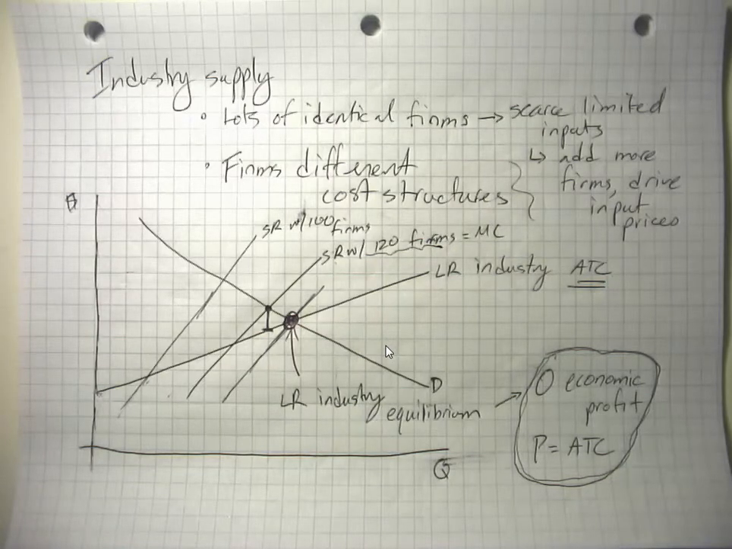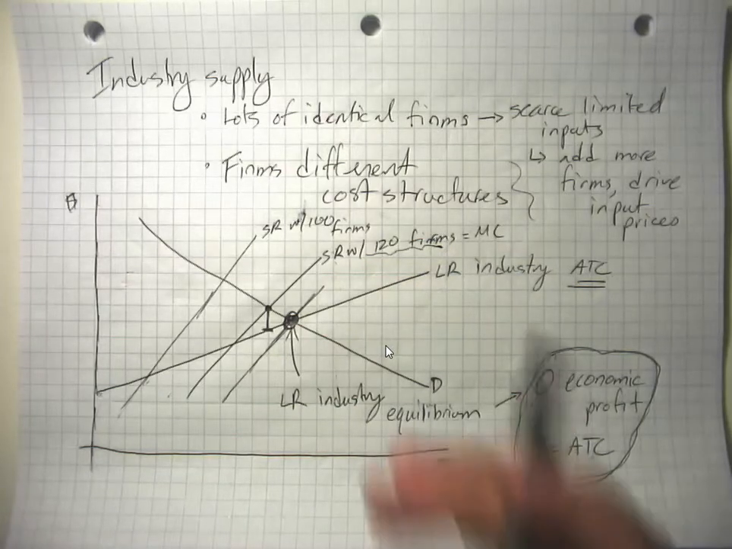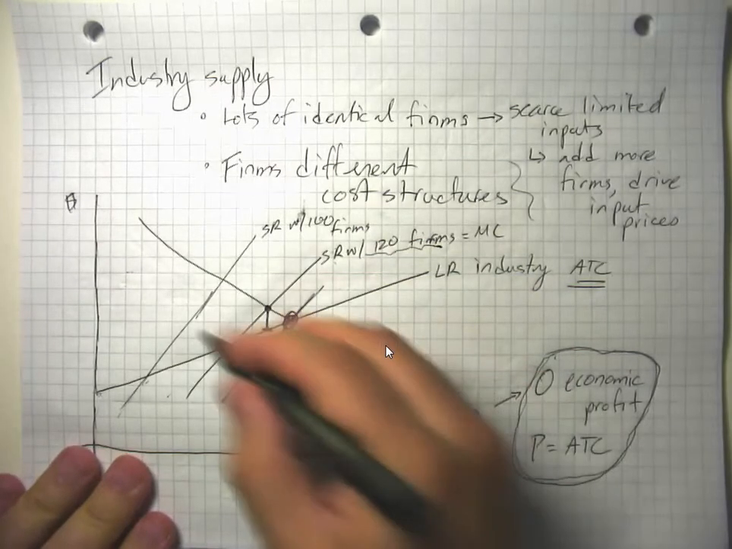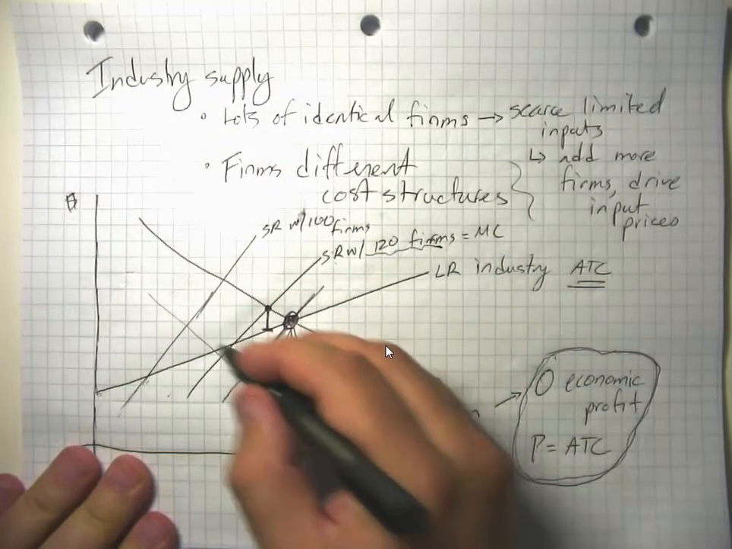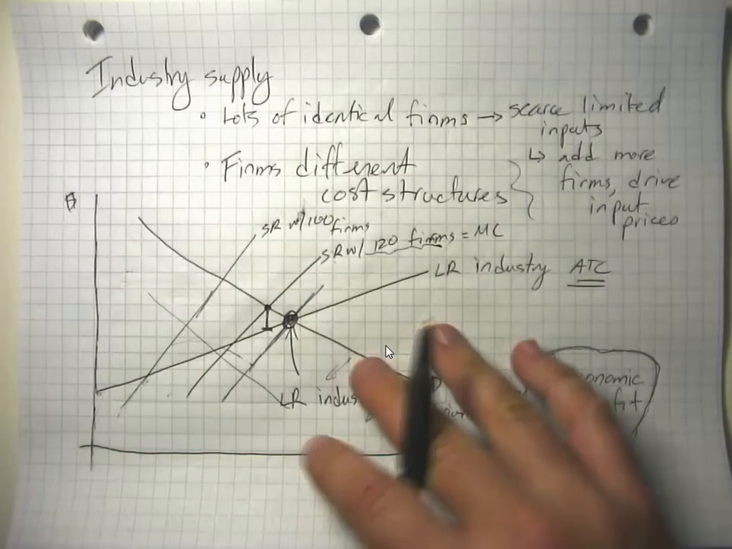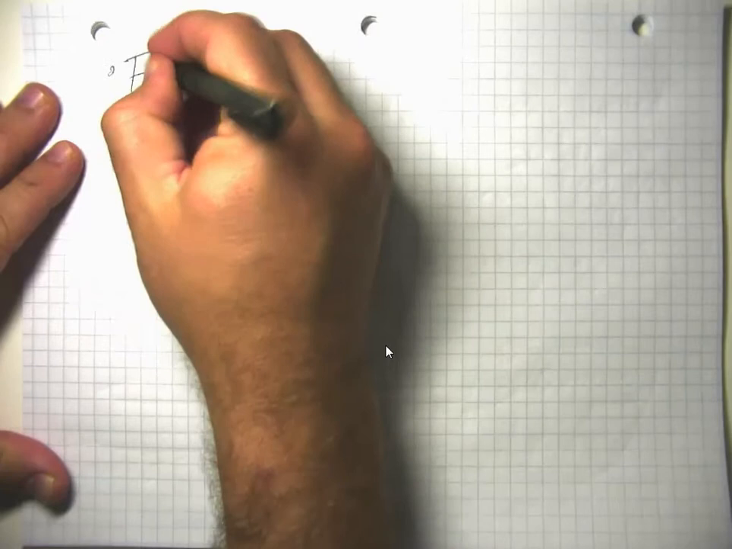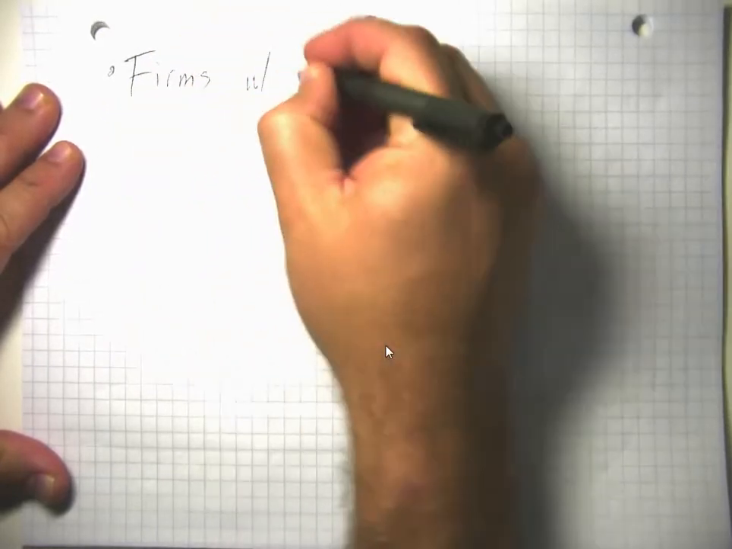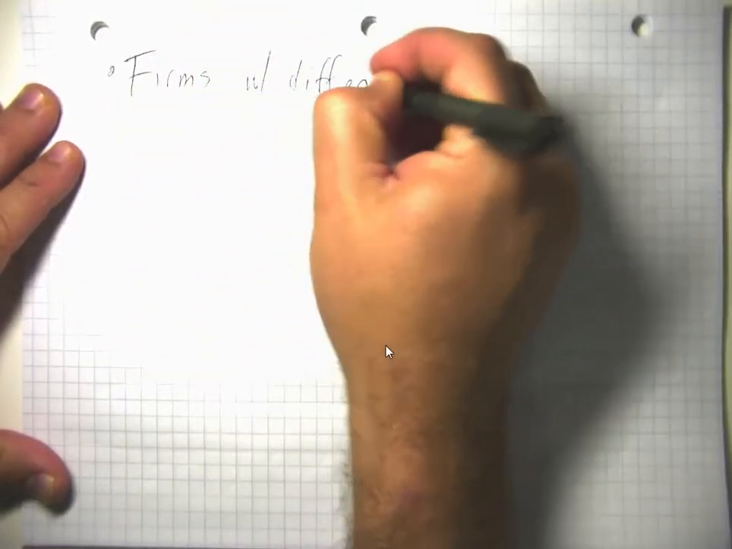It's also true that we don't see firms making really long-run persistent losses, because if there's a decline in demand, eventually firms will exit, and that will restore price to average total cost. This is going to look a little bit different when we have firms with different cost structures.